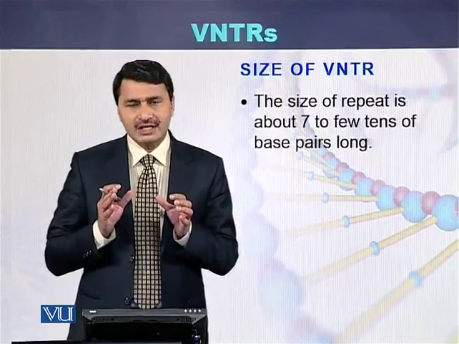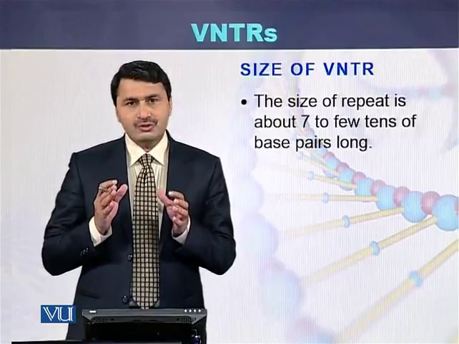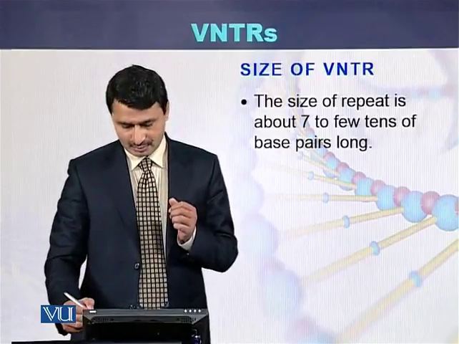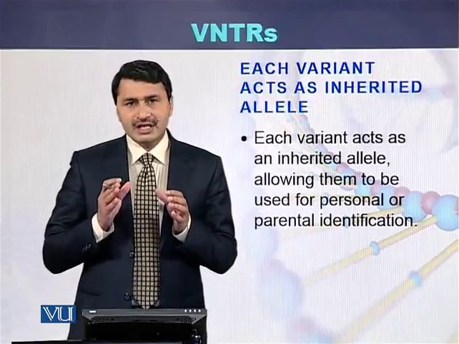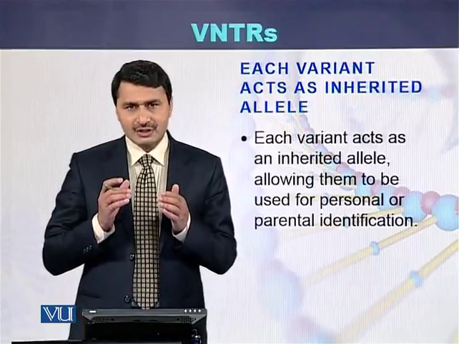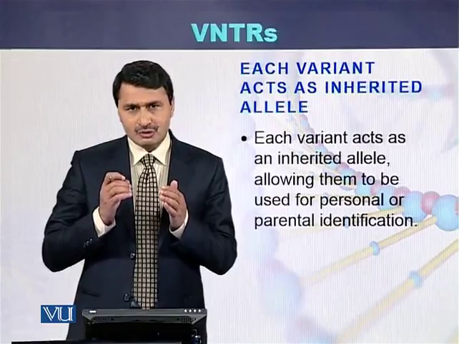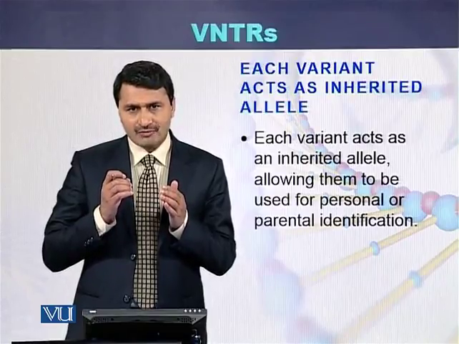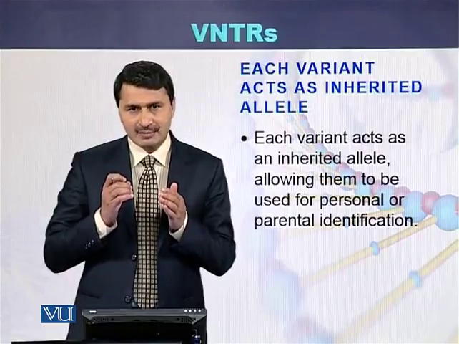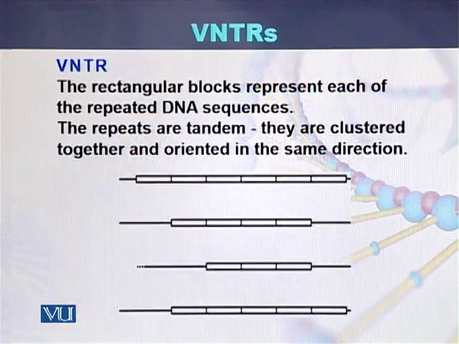The size of the VNTR varies between 7-8 nucleotides up to a few tens of nucleotides. Each variant in case of VNTR acts as an allele. So there is a difference between the size of the alleles, due to the size of the variants or the nucleotides which are present in the VNTRs. If we see here how to understand the concept of VNTR, these are the blocks.